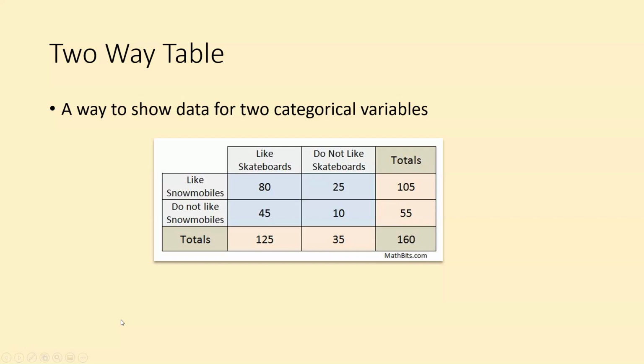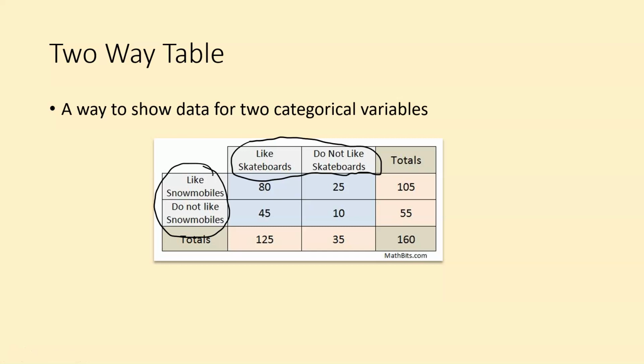So one tool we're going to use to talk about these probabilities is a two-way table. A two-way table is a way to show data for two categorical variables. In this example, the categorical variables are the people that either like or do not like skateboards. That's one categorical variable. They either end up in the like skateboards category or the do not like skateboards category. And then the other categorical variable is like or do not like snowmobiles. So they either like snowmobiles or do not like snowmobiles.